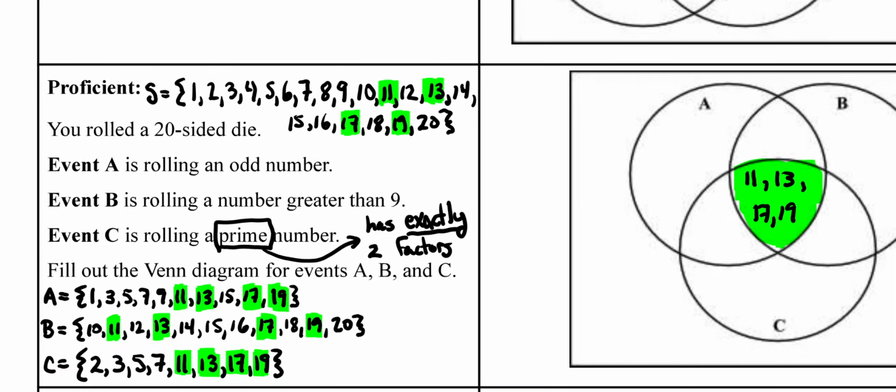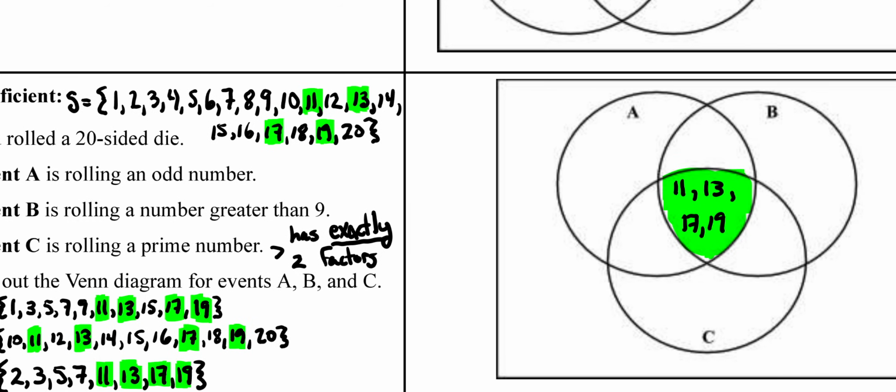And think about that for just a second. Are all of those 4 numbers odd? Yes. Are all of those 4 numbers greater than 9? Yes. And are all of those 4 numbers prime numbers? Yes. So those all go together because they belong in circle A and circle B and circle C.